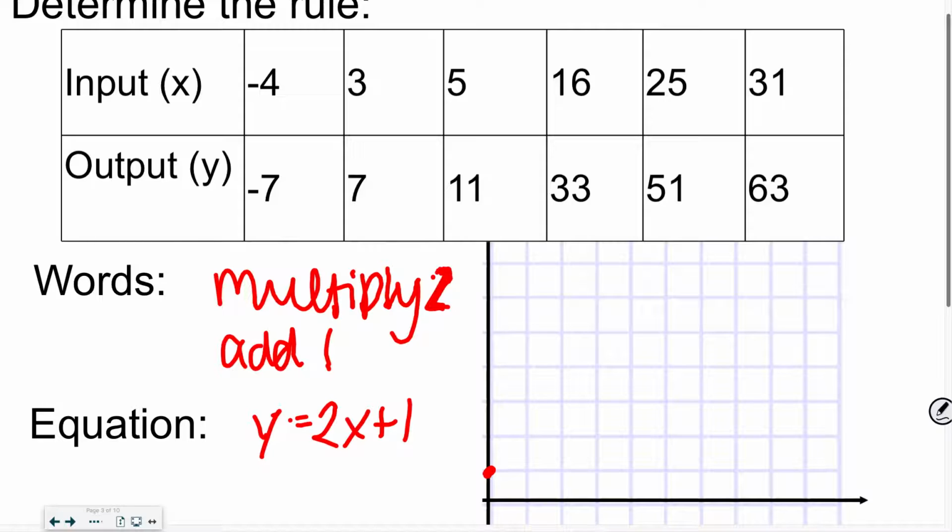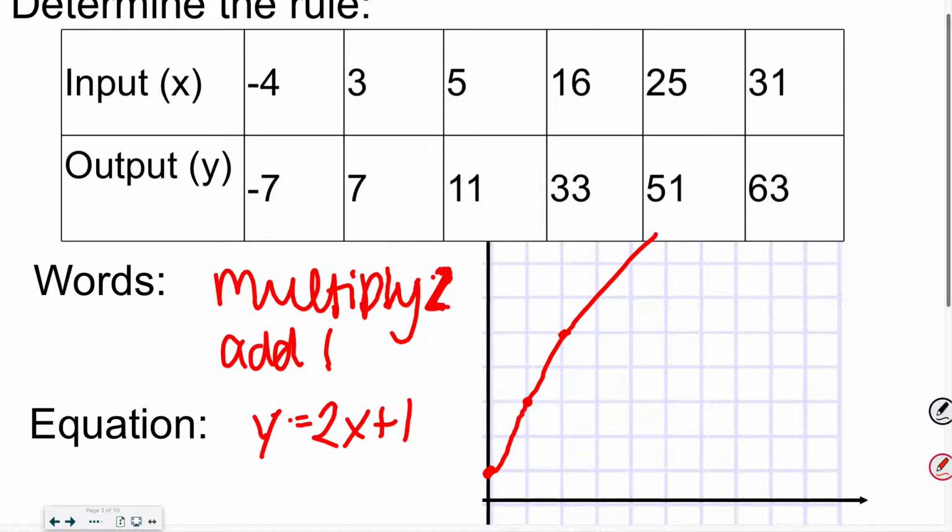What's our rise and what's our run? For every 1x, what's happening? Rise 2 up. Good. And 1, to the side. Every time I increase 1x, I'm moving up 2. So every 1x, up 2. Perfect. So that's our line.